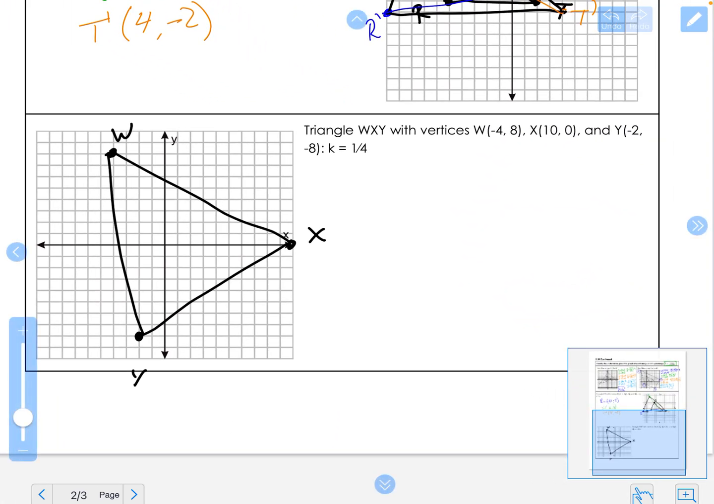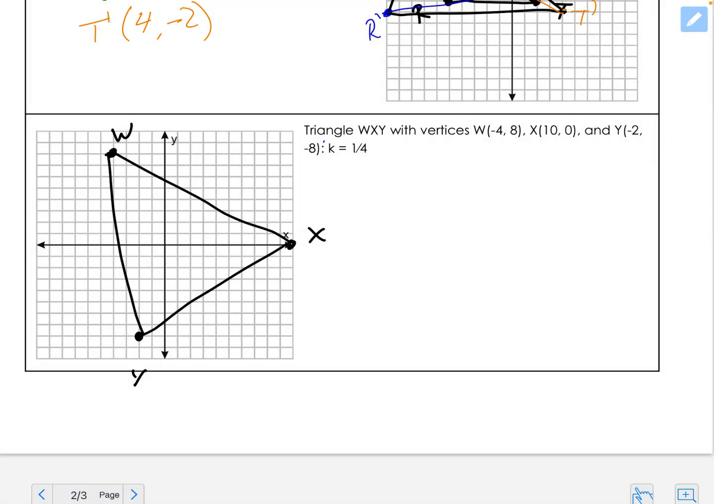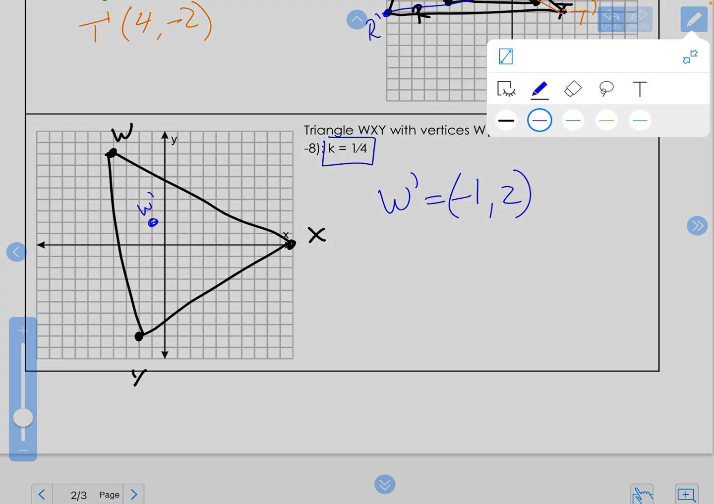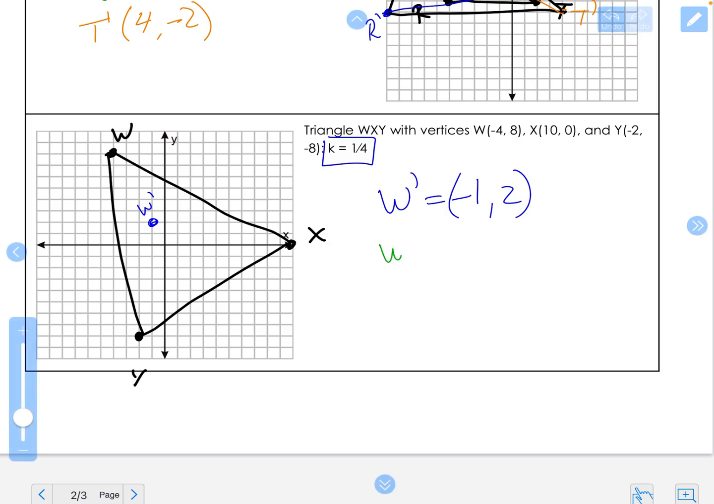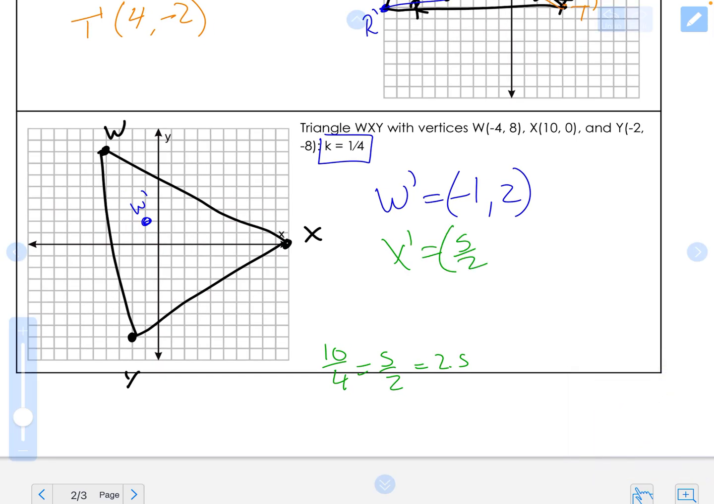All right, so triangle WXY with vertices there, and we have a scale factor of 1/4. So if I'm looking at W prime, multiplying by 1/4 is the same thing as dividing by 4. So I should have negative 1, 2 for W prime. For X prime, 10 over 4 is going to become 5 halves, which is the same thing as 2.5. You can either write it as 5 halves or 2.5, whatever helps you out.